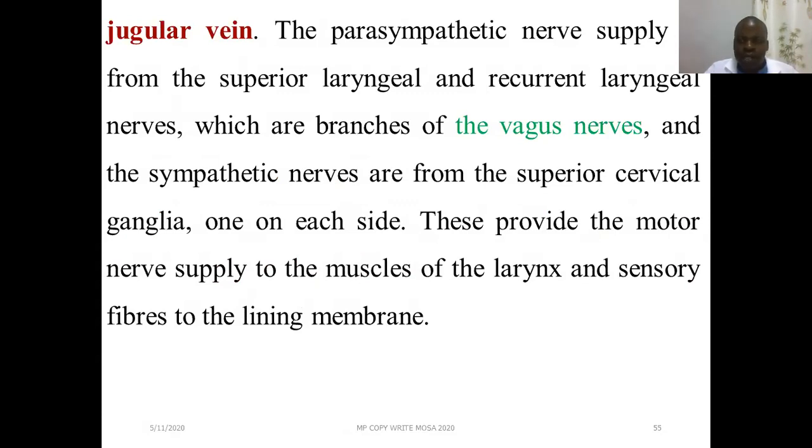So these were actually explained earlier on, where I said you need to pay attention to the difference between the parasympathetic and sympathetic nerve supply to the pharynx.